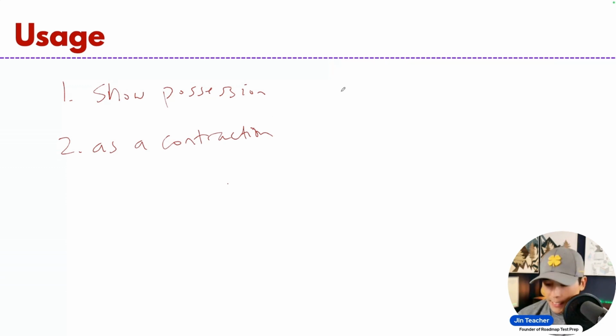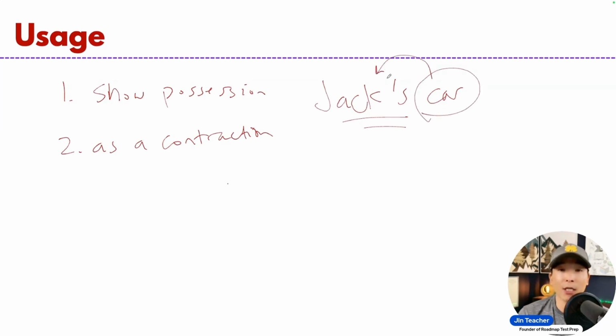The first is, if I say Jack's car, in this case the apostrophe with Jack's car is being used to show possession. This is being used to express the meaning that this car belongs to Jack. It is Jack's car. So Jack is the one who possesses the car. But like I said, it doesn't always have to be a person possessing something. It could be something possessing something else.